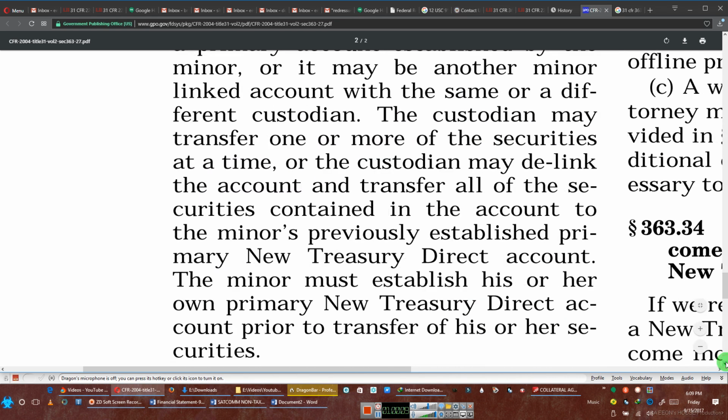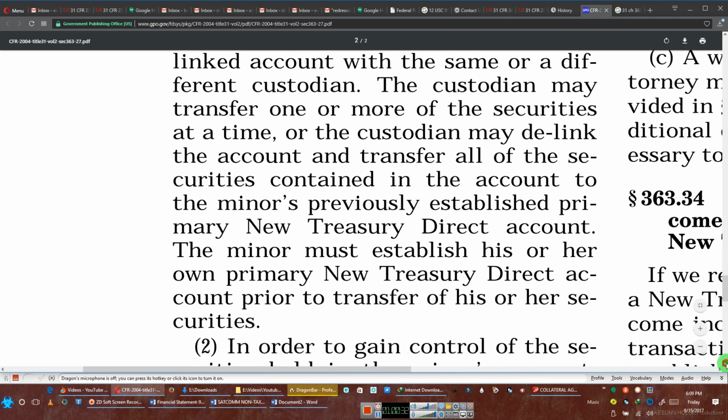Who that custodian might be? Don't know. It could be the Social Security Administration. All right. The custodian may transfer one or more of the securities at a time, or the custodian may de-link the account and transfer all of the securities contained in the minor's account to the previously established primary new Treasury Direct account. The minor must establish his or her own primary Treasury Direct account prior to the transfer of his or her own securities. Okay?